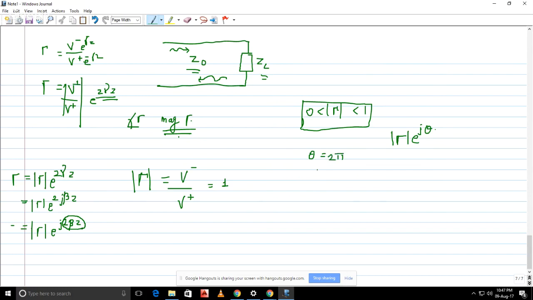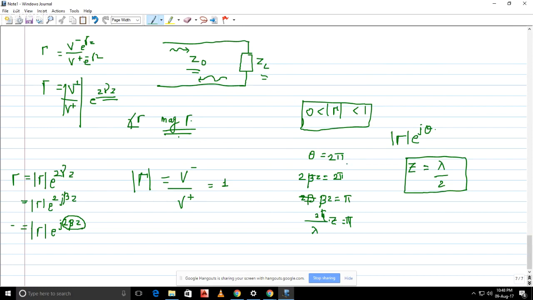So the maximum phase that it can reach is 2 pi, and here we have 2 beta z equals 2 pi. The 2 will get cancelled, so beta z will be equal to pi, and beta is 2 pi by lambda. So 2 pi by lambda into z equals pi. Again pi gets cancelled, and z becomes equal to lambda by 2. Okay, now what does this mean? z as lambda by 2.